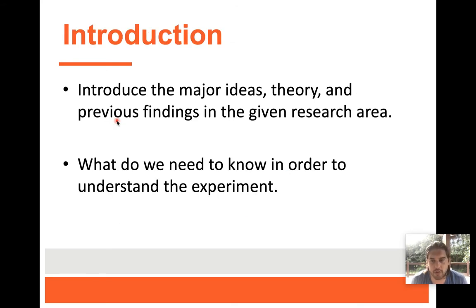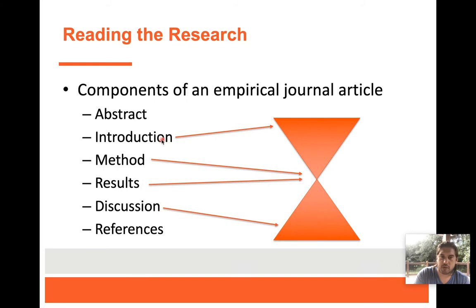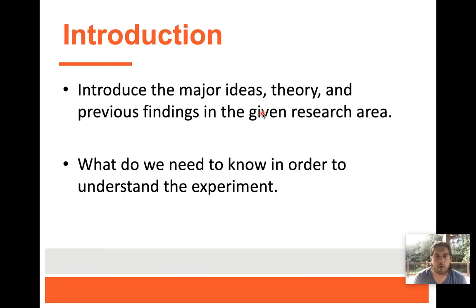In the introduction section, which is the first main section of the paper, we're really, really broad here because the purpose of the introduction is to introduce the major ideas, the major theories, and the previous findings in this given area of research. Basically, what are the concepts and previous findings that the reader needs to know in order to understand your experiment, right? What's the background information?